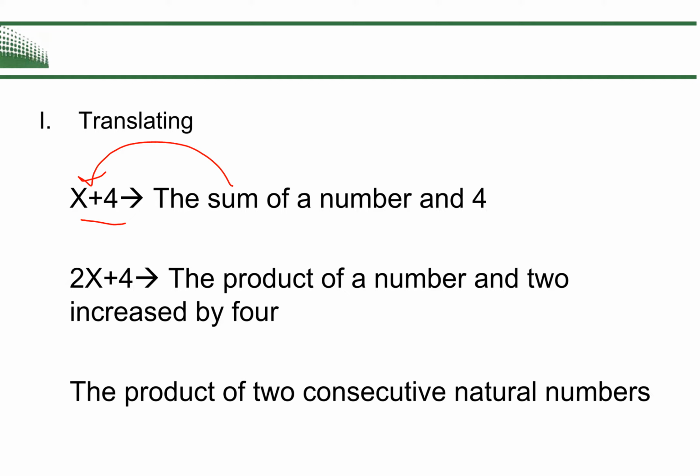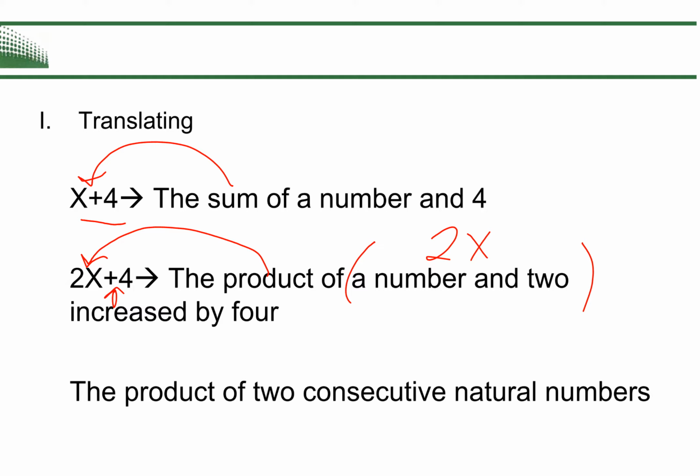Of a number, and that's just another way of saying x, or a variable, and 4. So this is just one way of how we could write this. The second way, you'll notice I have 2x plus 4. And we wrote this as the product of, so product in this case is going to be multiplication. Whenever you have a number and a letter just smack dab together like that, that's multiplication. The product of a number and 2, so that means I'm going to take a number and 2 and multiply those together. That's where the 2x is represented. Increased by, so there's another name for addition. This time I didn't use sum, I used increased by 4.